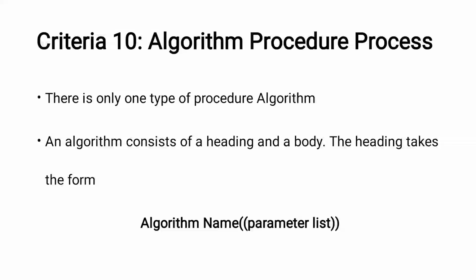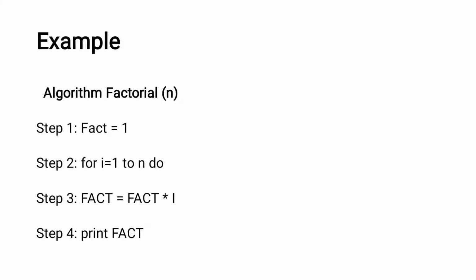The heading has the algorithm name and the parameter list. So this is an example. The algorithm name is factorial. It is a step-by-step process. In step 1, fact equal to 1. In step 2, for I equal to 1 to n, it will loop. In step 3, fact equal to fact star I. Step 4, print fact. So the factorial value is calculated based on the given input, step by step. So this is the general introduction to this algorithm. Thank you.